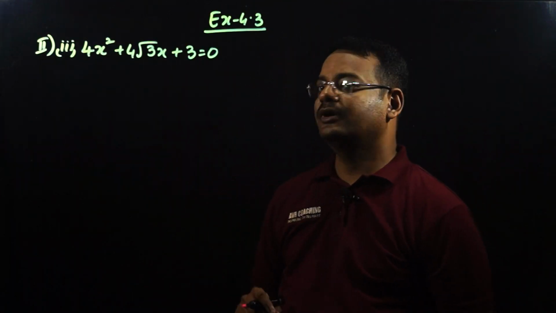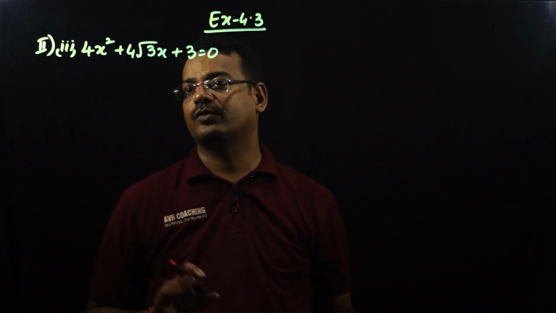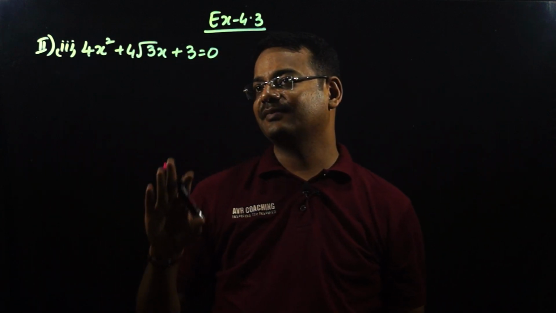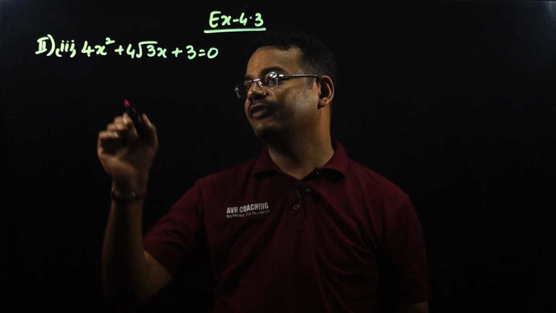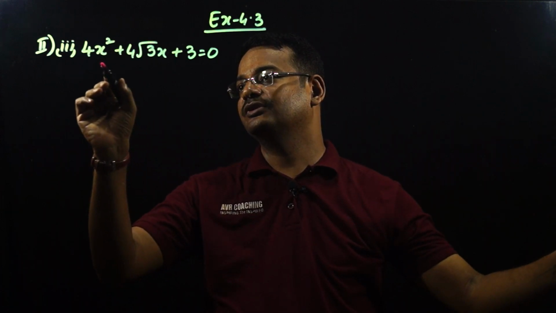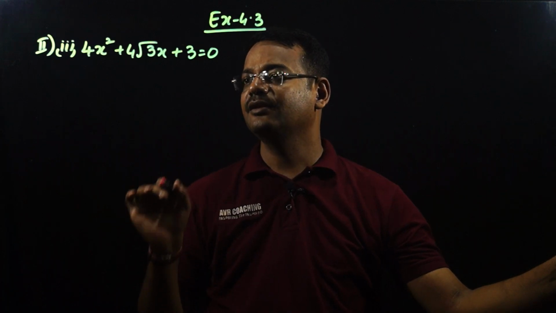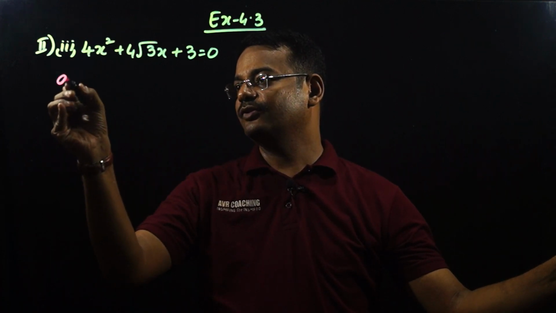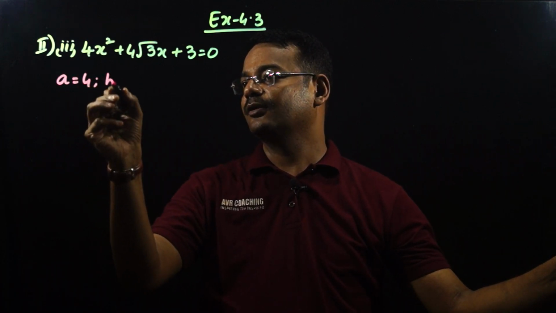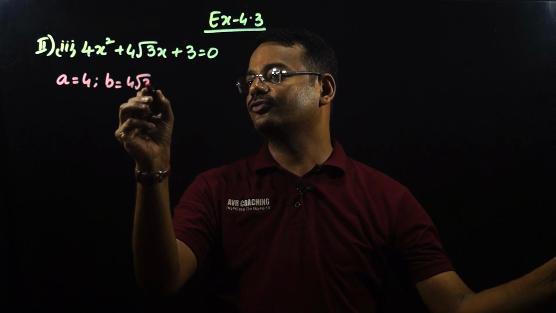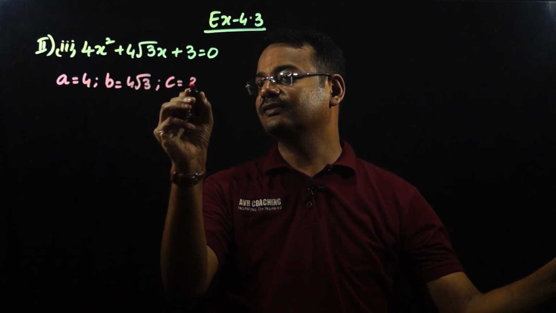So here the given quadratic equation is 4x square plus 4 root 3x plus 3 equals 0. When we compare this equation to the general form of quadratic equation, which is ax square plus bx plus c equals 0, the a value is 4, the b value is 4 root 3 and the c value is 3.